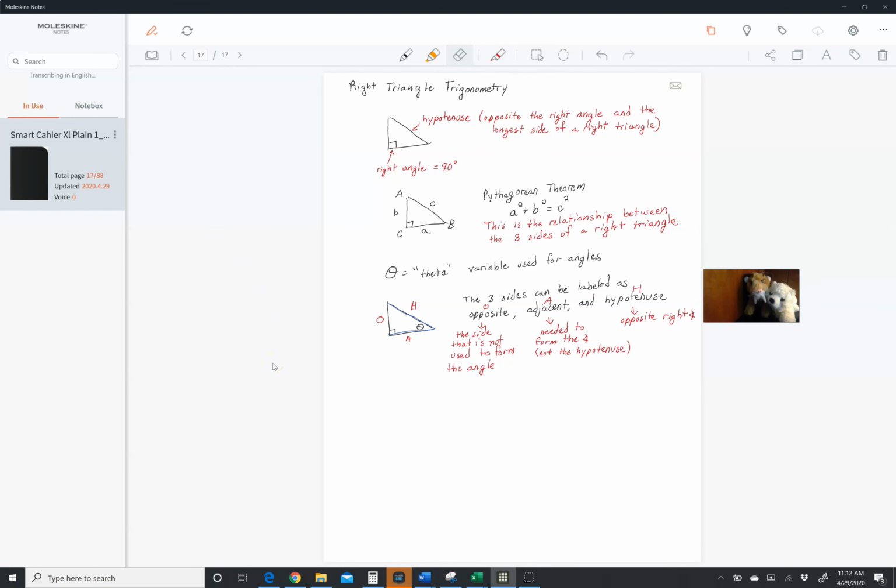Okay, and we're just going to do this with a bunch of different triangles that are in different configurations. And I want you to notice that if we used theta up here, then the side opposite would be this one. So the opposite and the adjacent switch when we change the location of theta. So I'm going to write that in there just so that you have it. But you should be able to see it as we label these triangles.